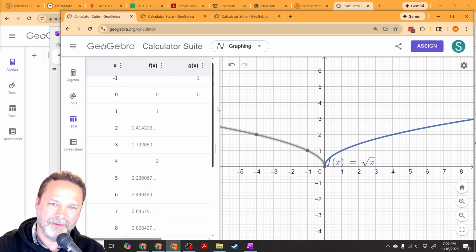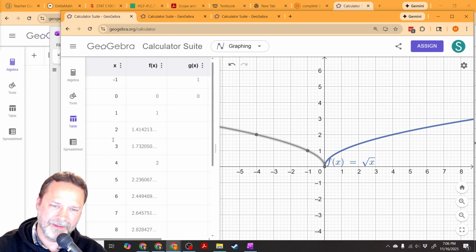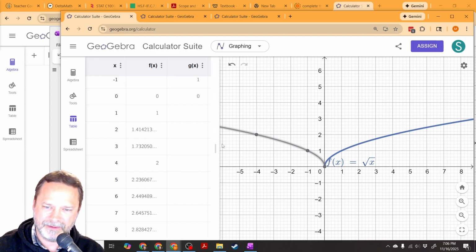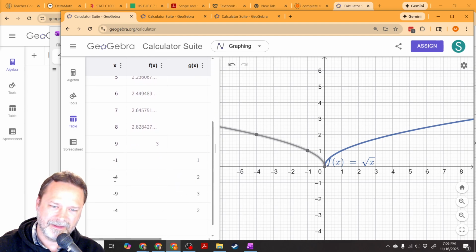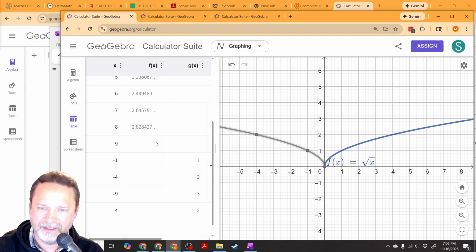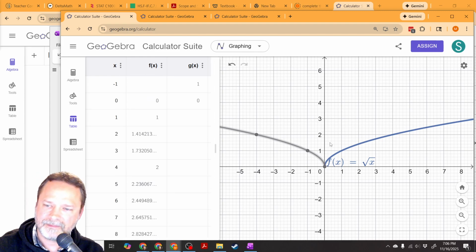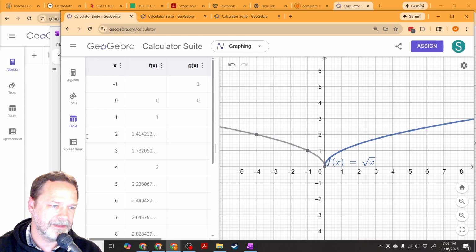And before, we had them over here for the positive values. Square root of 1 is 1. Square root of 4 is 2. Now, square root of negative 4? No, right? Because g of x is square root of negative x. So square root of 4 again is 2. Square root of 9 again is 3. So on and so forth. Okay. So that's really neat. So there's a couple examples there of some reflections and how those work.